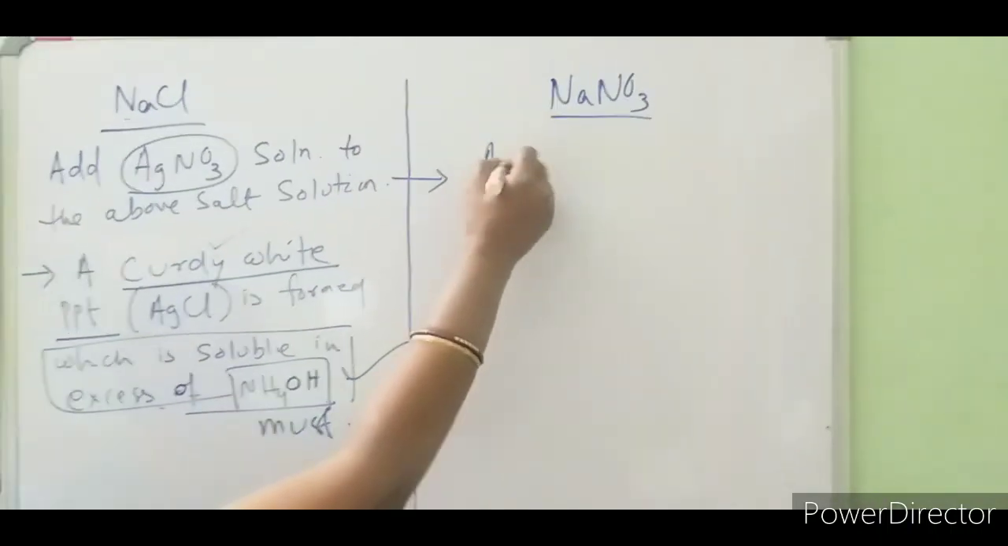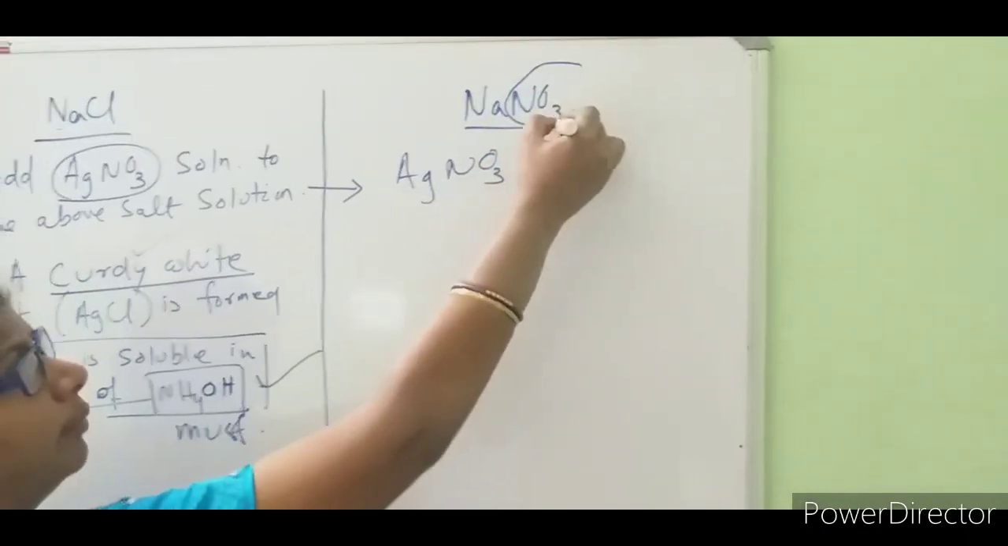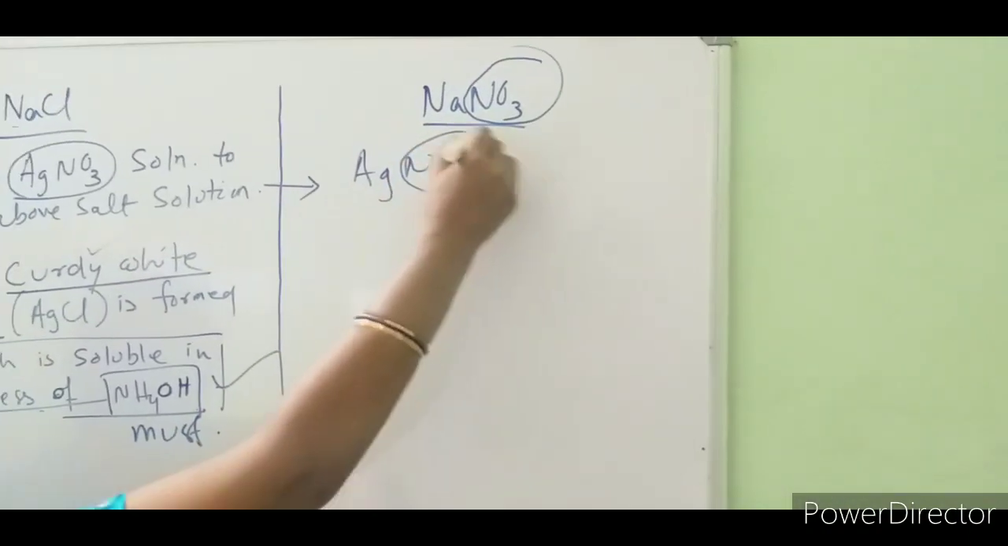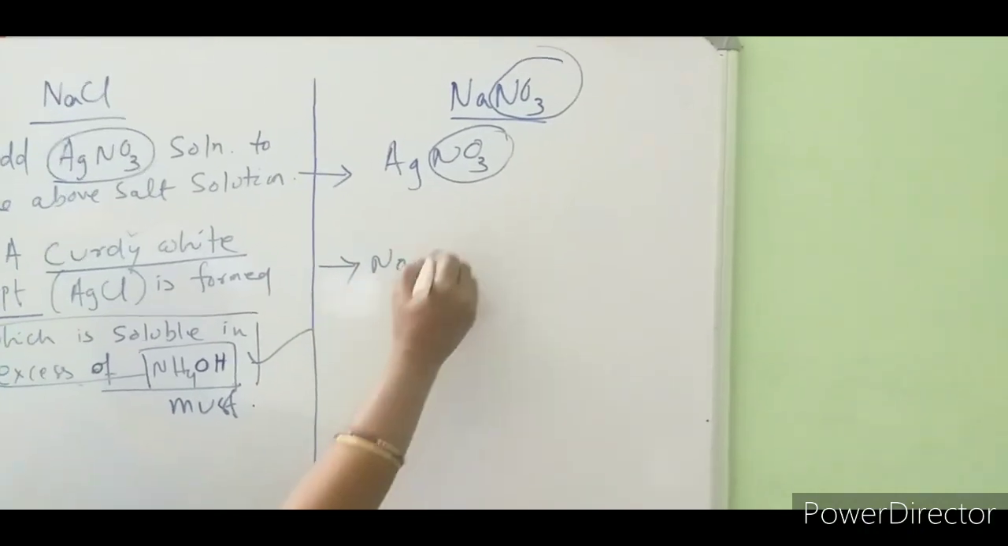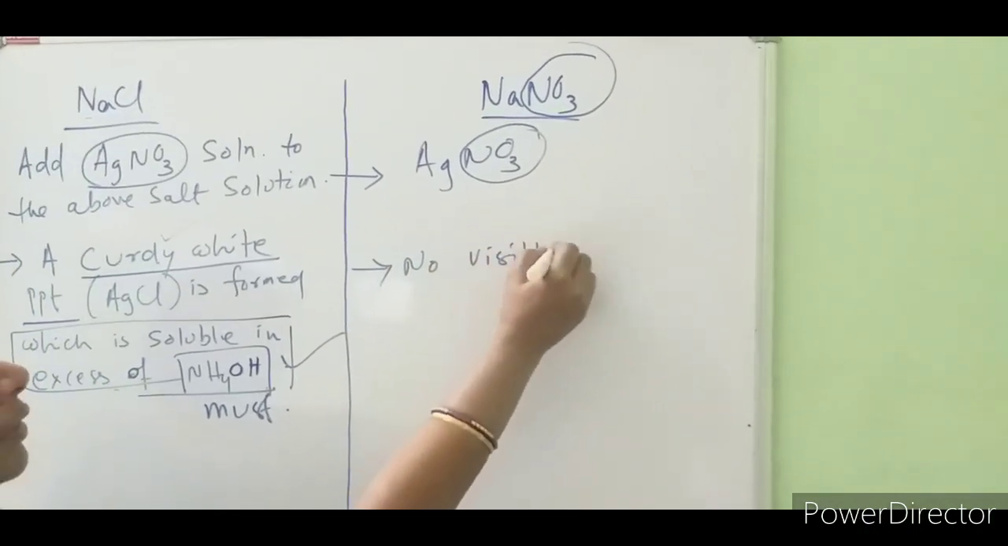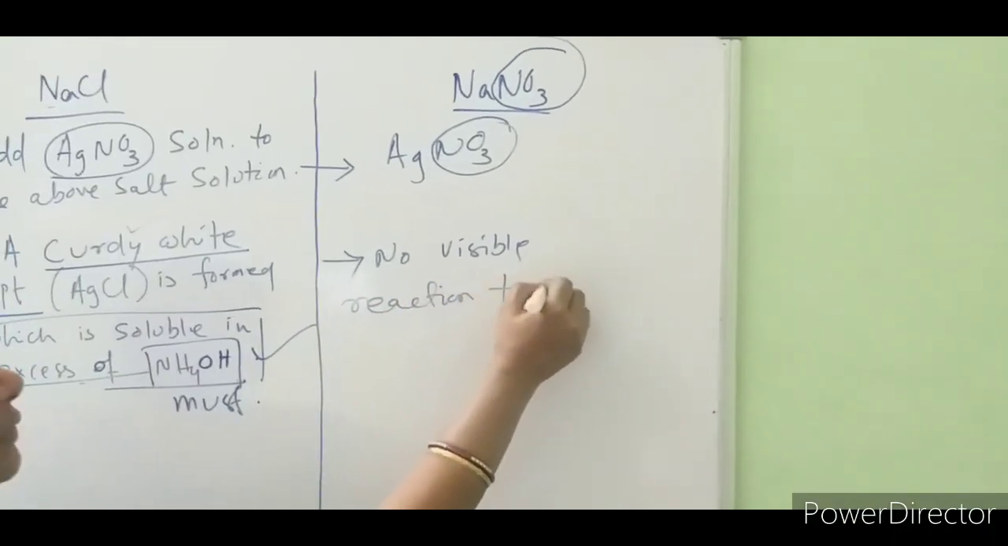Let us go for this sodium nitrate. Here also we have to add silver nitrate. One thing to see: here we have the nitrate part, here we have the nitrate part. So what will be our answer? No visible reaction takes place.